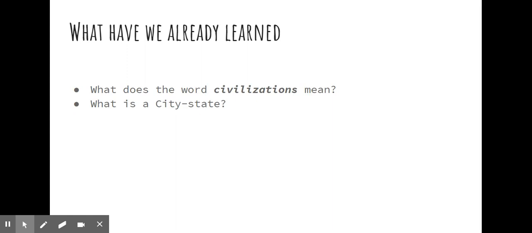So let's review what we have already learned. What does the word civilization mean? Again, remember, it's a group of people working together in an organized fashion, and there's 5 different components that go through them as well. And yesterday we learned a word called city-state. What is a city-state? Remember, a city-state is an independent city and the surrounding area it controls, and it's kind of a city that acts like it's its own country.